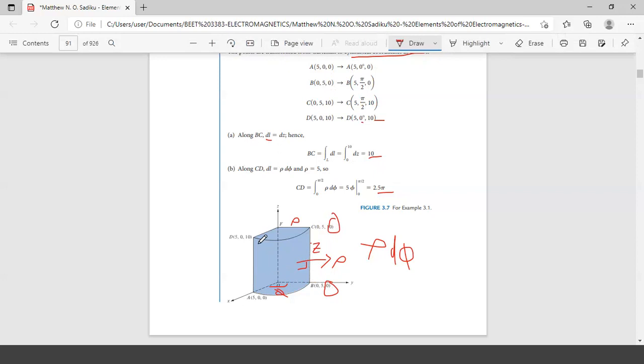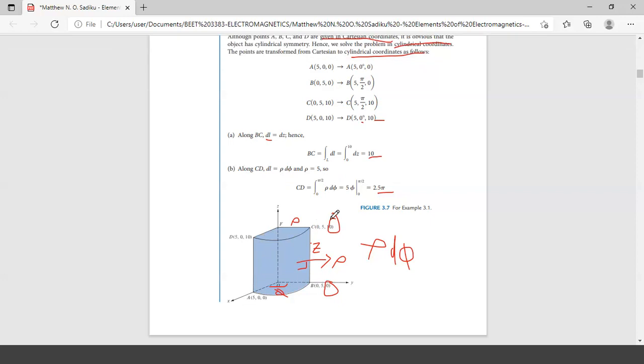Along CD is a curve. So dl, for a curve in cylindrical coordinates, is rho d phi. So the integral of rho d phi, where rho is 5. The integral of d phi, we get phi. How much is phi here? It goes from 0 to pi over 2. So we get 2.5 pi.